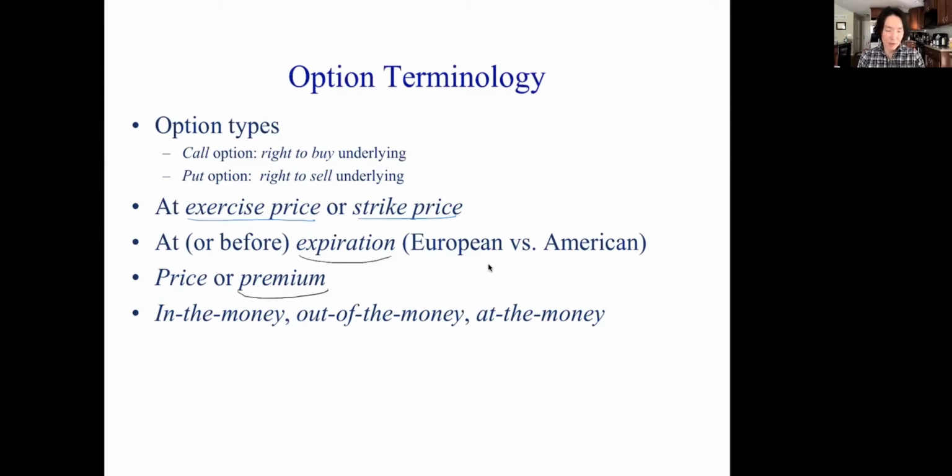There are also other terms like in the money, out of the money, or at the money. In the money options are the options where if you exercise them now, then you will make money. Out of the money options are options that are worthless if you exercise them now. And the at the money options are where the stock price is exactly at the exercise price, so that it's between the in the money and out of the money.